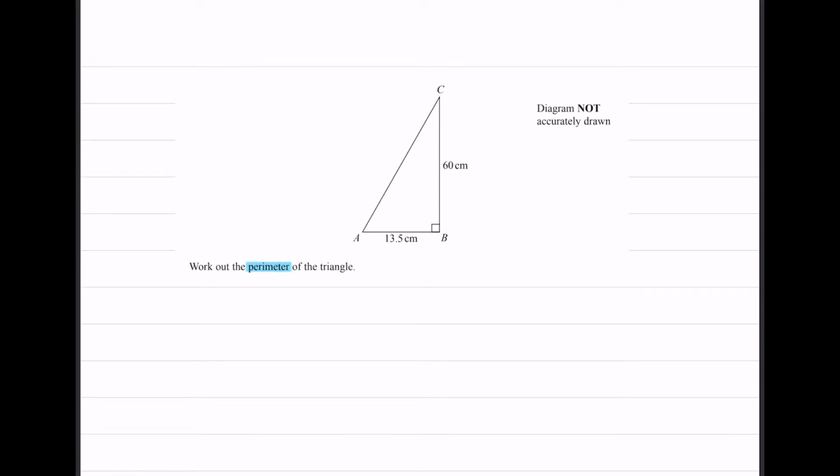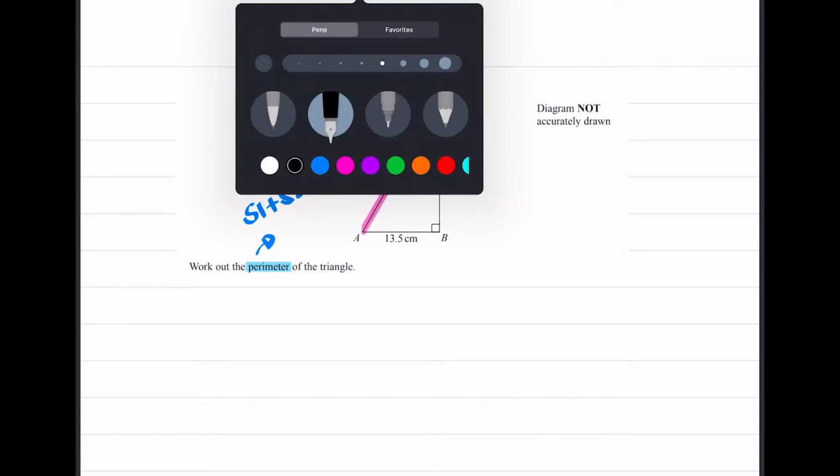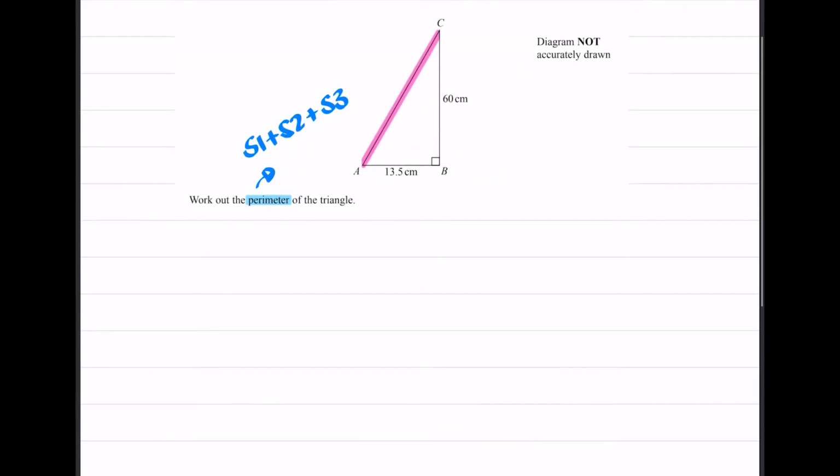Alright, so now we need to work out the perimeter, and I know that the perimeter of a triangle is equal to side 1 plus side 2 plus side 3. That's the perimeter of a triangle. So we have 2 of the sides so far, so we need to first use Pythagoras to determine our hypotenuse, or to determine our third side. Once we have our third side, we'll be able to then determine the perimeter by adding the 3 sides together. So we're going to start by determining the length of the hypotenuse.